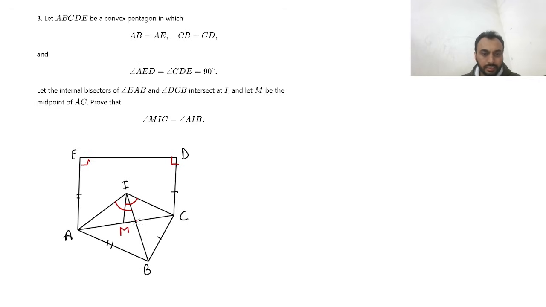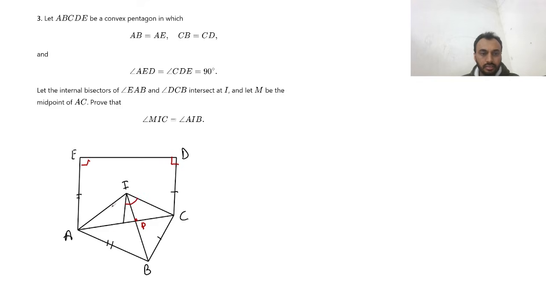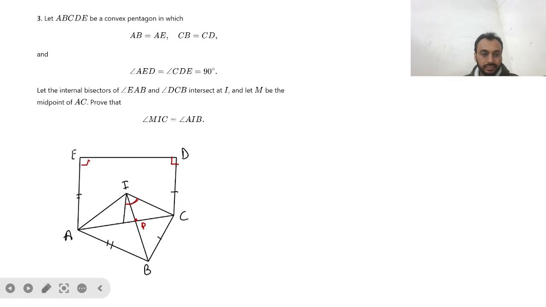So for that, let's say this point is P. Okay, now we can remove this angle for now, because if we somehow prove that P is a median, then we are done. Because if P is a median, then this angle is equal to this one. Okay, so let's see how to prove that this is a median.